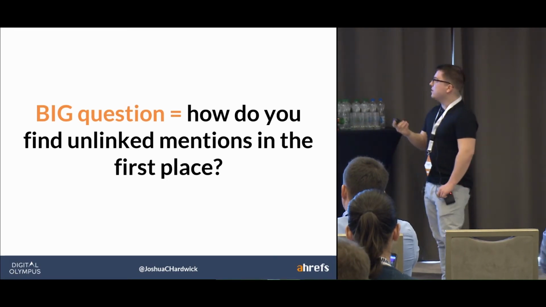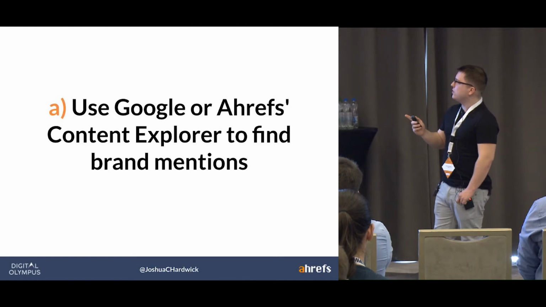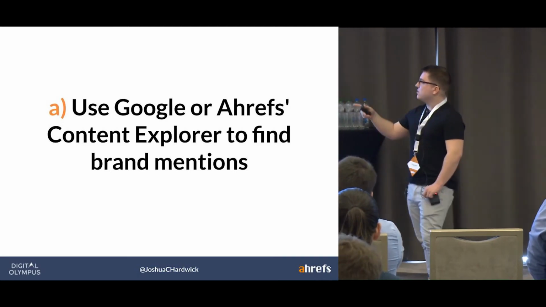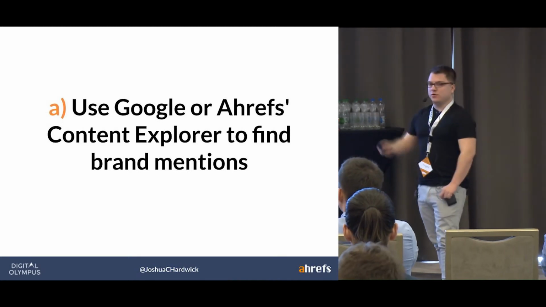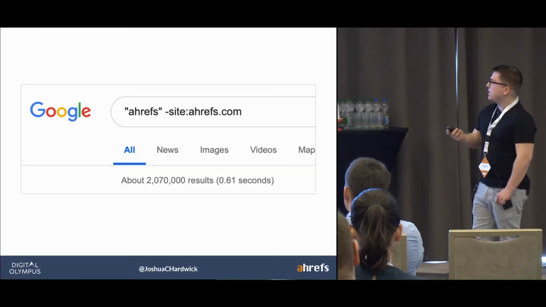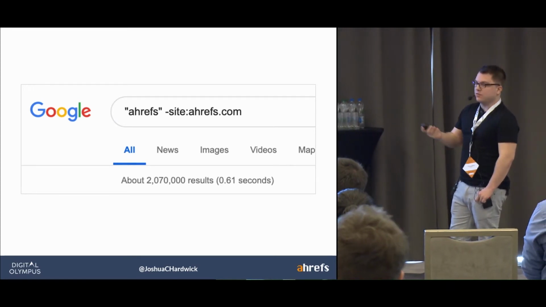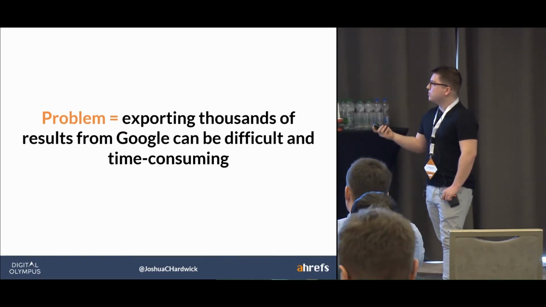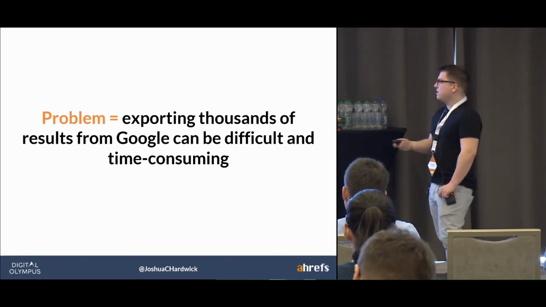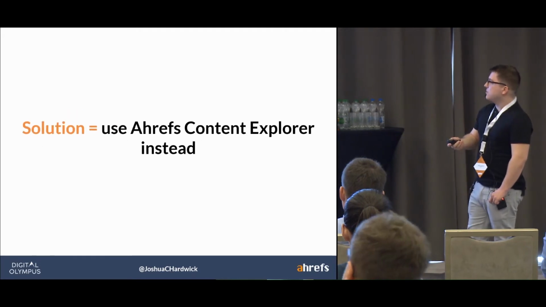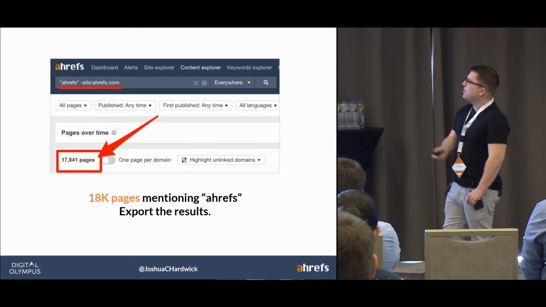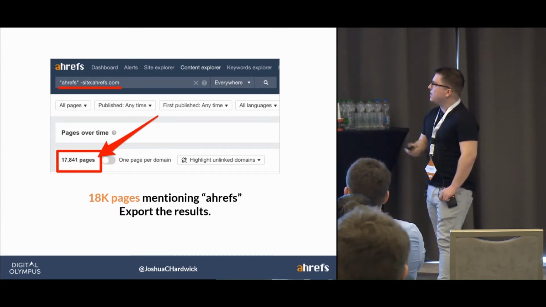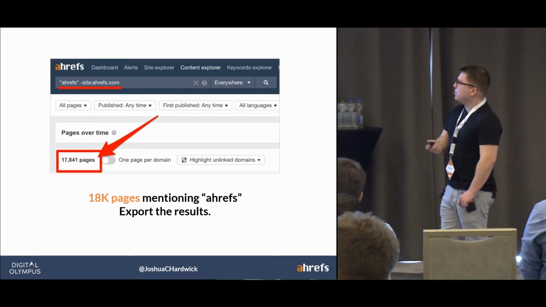For your particular brand, you can either use Google or you can use Ahrefs Content Explorer. If you're doing it in Google, just type in your brand in quotes, exclude your site so you're not getting mentions from your site, and you can see there's crazy amounts of results. The problem we run into with Google is that exporting all of these results is a bit difficult and time consuming, and it's a bit of a nightmare. So it's much easier to use something like Ahrefs Content Explorer. You can use the same search term in there, and you get basically 17,000 pages for that particular query.